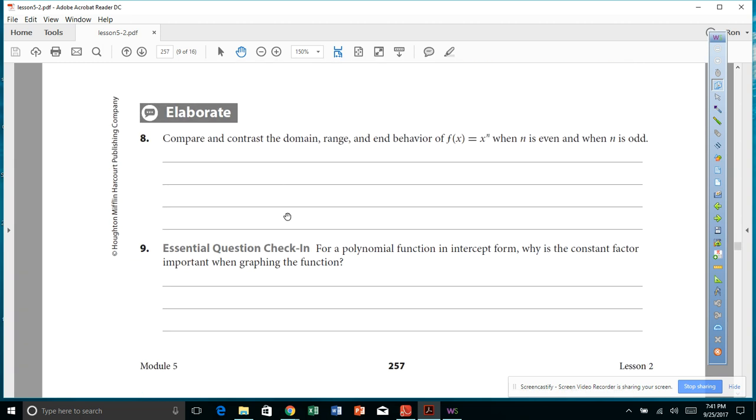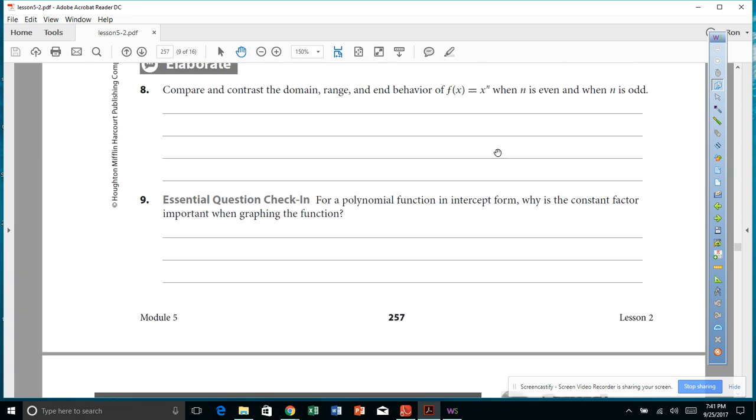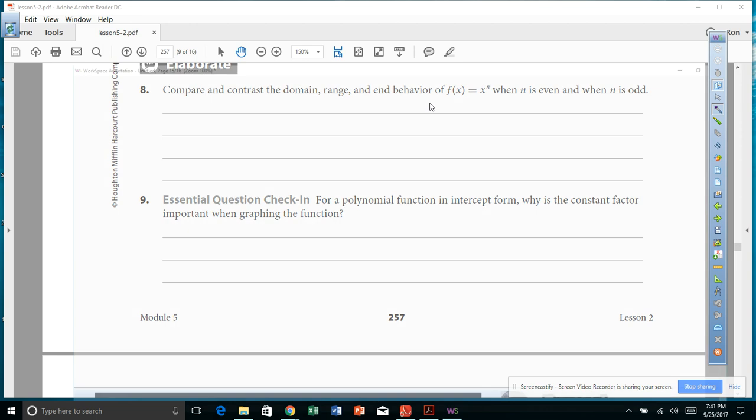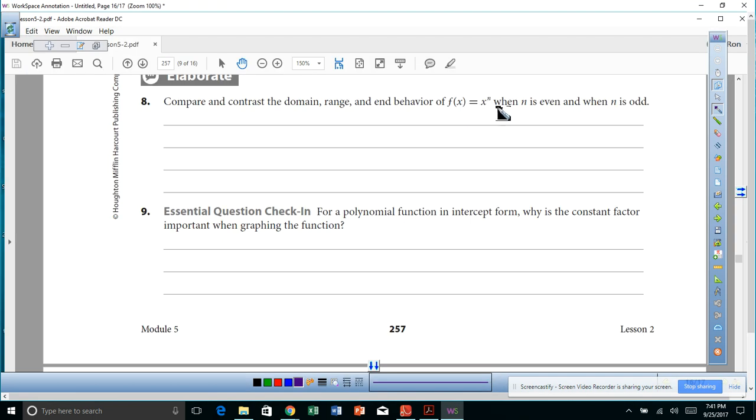All right. Compare and contrast the domain, range, and end behavior of f of x equals x to the n when n is even and when n is odd. The domains are always the same.